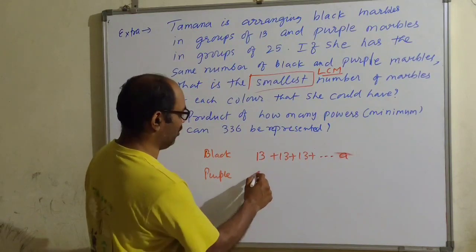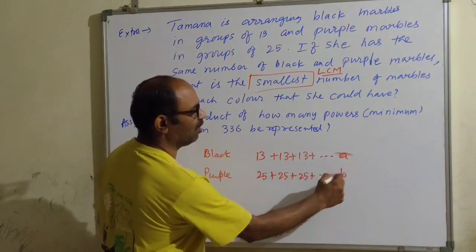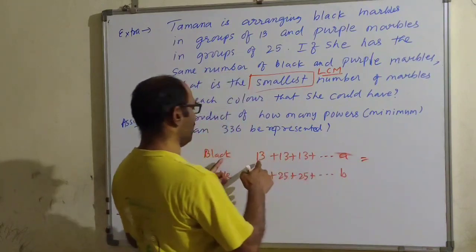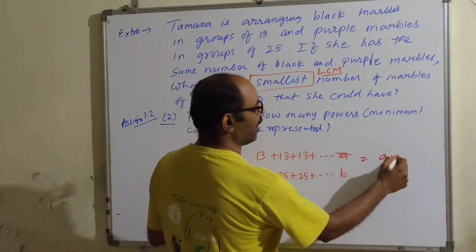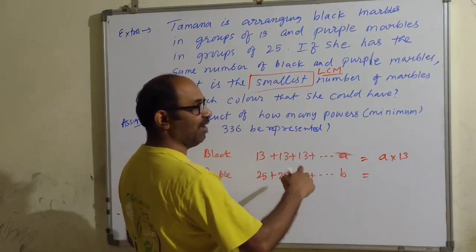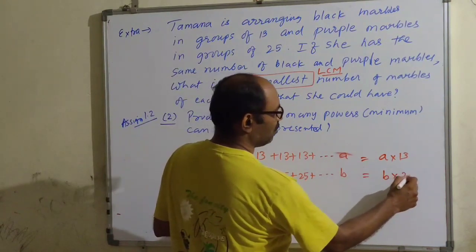Purple, 25 each. 25 plus 25 plus 25 plus ... B groups. So how many groups here? So what is the total number of black marbles? 13 plus 13 plus 13, 8 times. So 8 times 13. What about this? 25 plus 25 plus 25. She forms B groups. So B times 25.